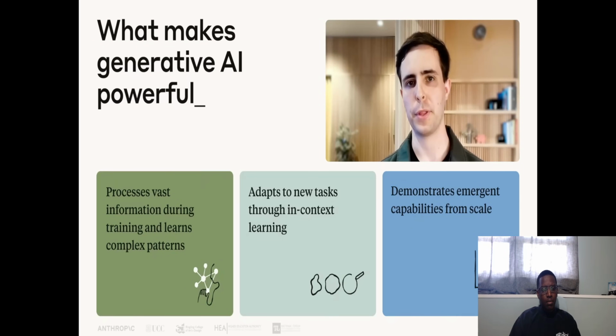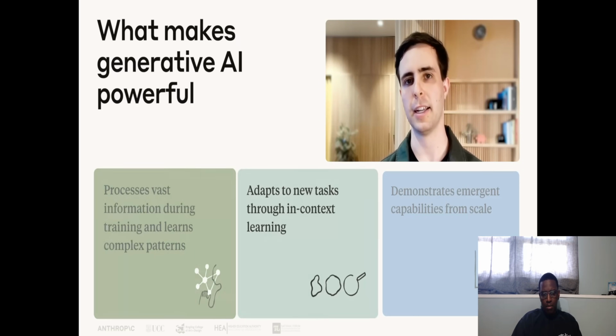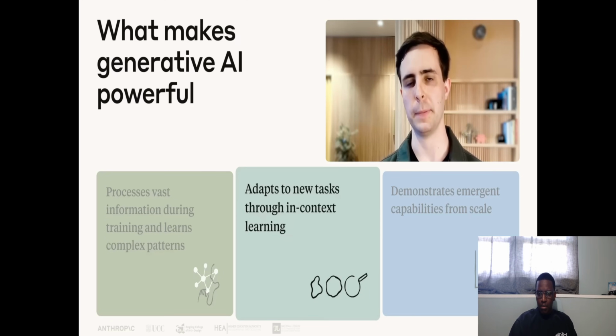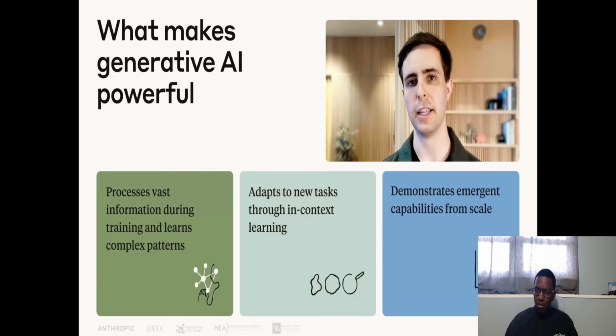Bringing this together, the three characteristics that make modern generative AI so powerful include, first, its ability to process vast amounts of information during training, allowing it to learn complex and nuanced patterns in language and knowledge. Second, its in-context learning ability. LLMs can adapt to new tasks based on instructions or examples in your prompt without requiring additional training. And third, emerging capabilities that arise from scale. As these models grow larger, they develop abilities that weren't explicitly designed into them, sometimes surprising even their creators.